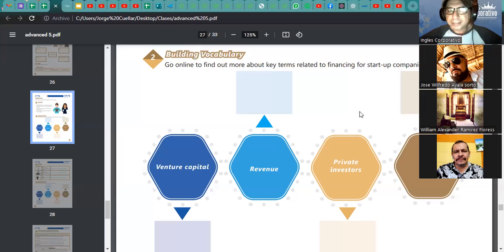Good. The last one is the one that we know already. Let's check. What is a loan? It's the money you receive and you need to pay some interest for that. And you need to justify what is the purpose of that loan. That is it. Very good.